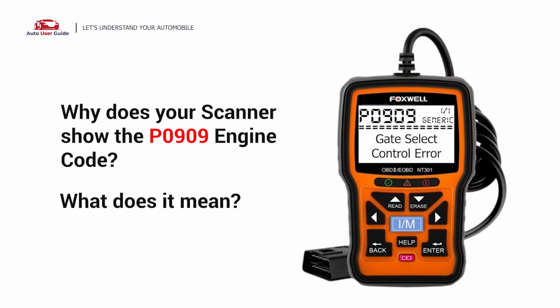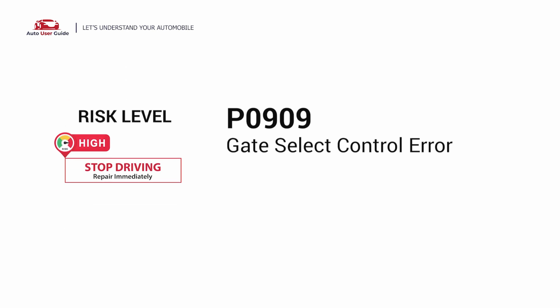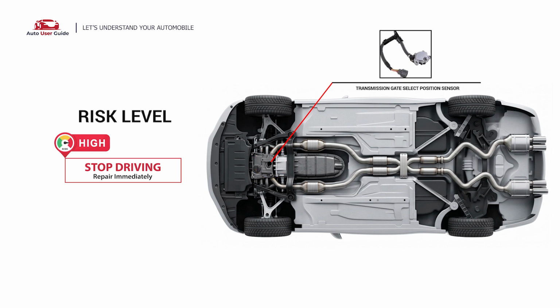Why does your scanner show the P0909 engine code? What does it mean? P0909 is a diagnostic trouble code for gate select control error. The P0909 code indicates a gate select control error.